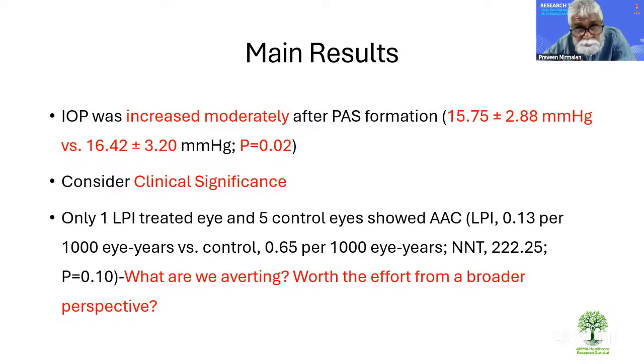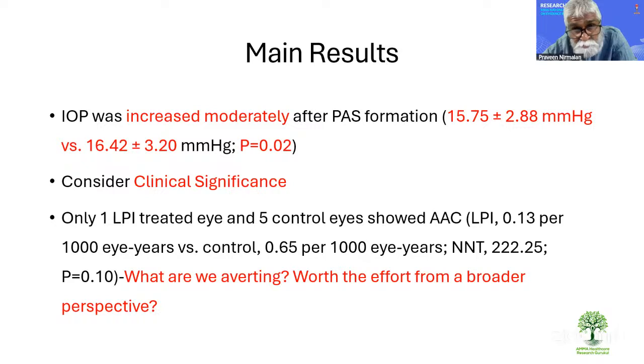So it brings up the question, what are we averting? And is that worth the effort from a broader perspective? AAC is one of the primary endpoints, and we are looking to avert AAC. We are seeing that the event rate of AAC is 5 in 14 years, 5 of the control eyes and 1 in the LPI treated eyes. It's not very much different between the treated eyes, LPI treated eyes, and the control eyes. So what are we averting, and is it worth the effort of doing LPI?